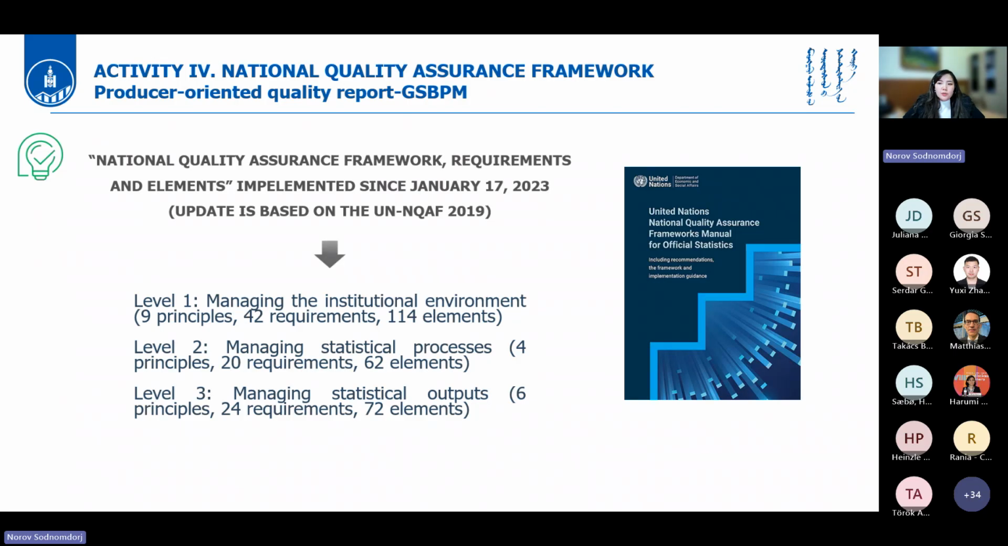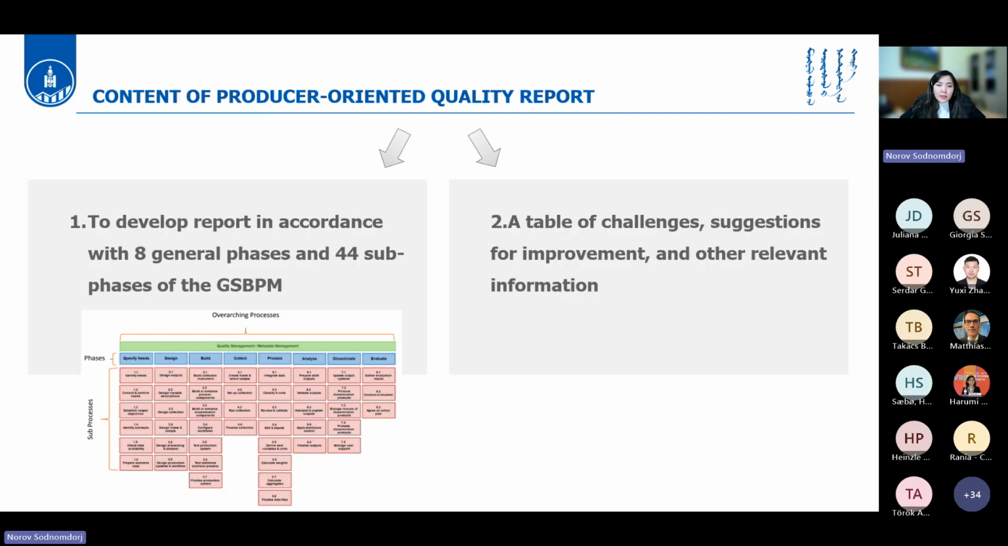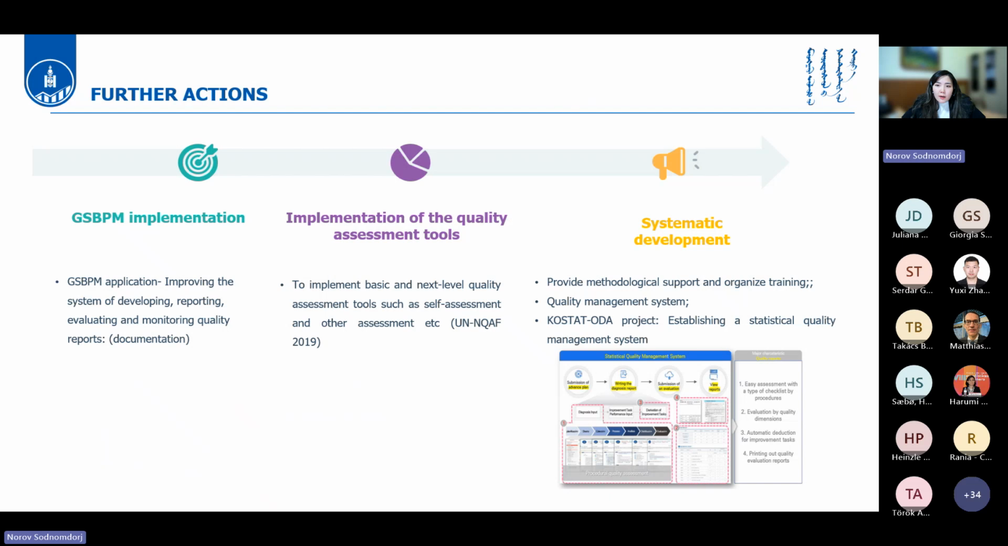And last but not least, we are using the GSBPM processes as a producer-oriented quality report itself. So for the National Quality Assurance Framework, we revised our National Quality Strategy in 2023 based on the UN NQAF. And following this quality strategy, we also revised our guidelines for the preparation of quality reports. So we developed it into a user-oriented quality report and also a producer-oriented quality report. And our producer-oriented quality report's main content is the GSBPM itself. So this is the short introduction from my side.